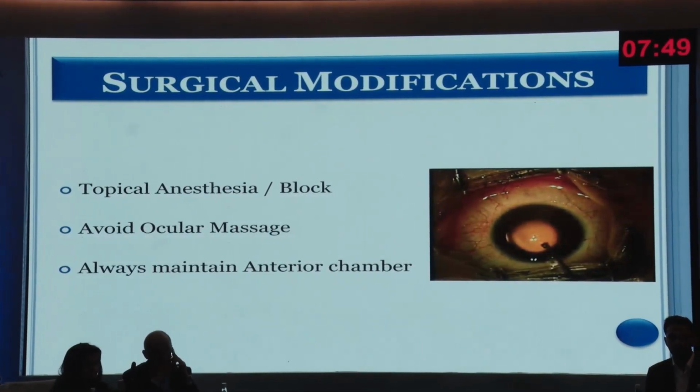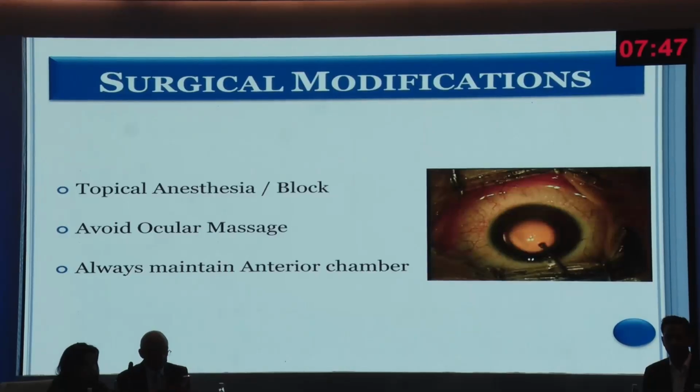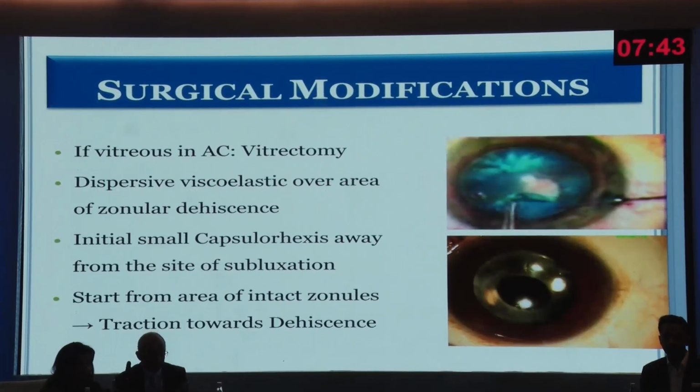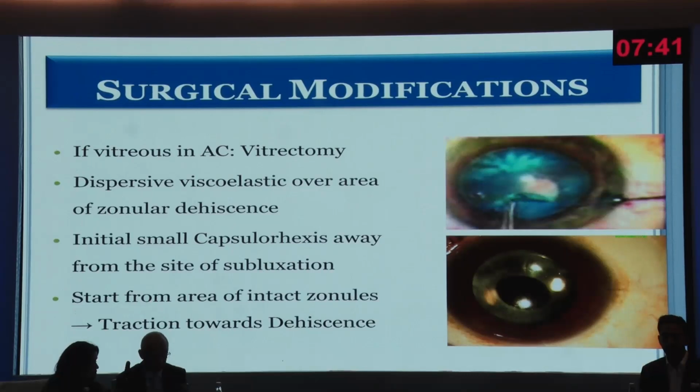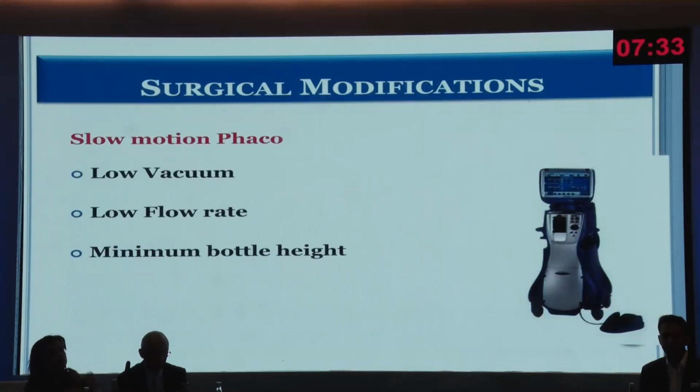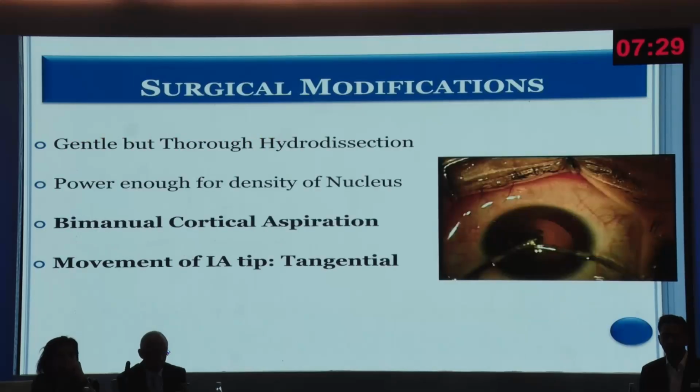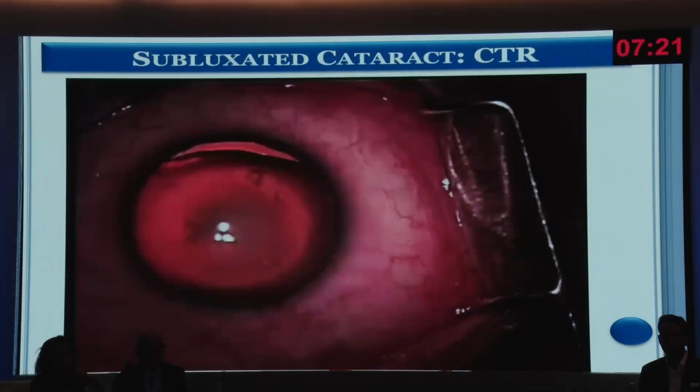As far as anesthesia is concerned, it's better to do it under block. Avoid ocular massage. Always maintain the anterior chamber. Otherwise, whenever there is shallowing of the anterior chamber, there is loss of zonules. If there's vitreous in the anterior chamber, do a vitrectomy before initiating any other procedure. Slow motion phacoemulsification should be done, with low vacuum, low flow rate, and minimum bottle height or minimum IOP. And if possible, use bimanual cortical aspiration for a more controlled cortical removal.